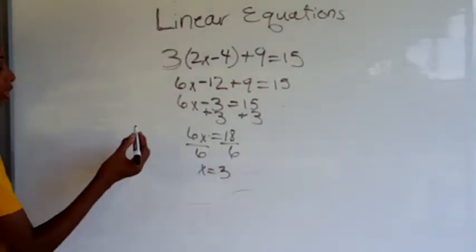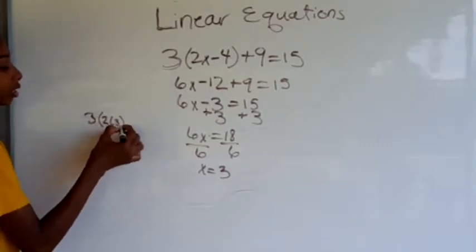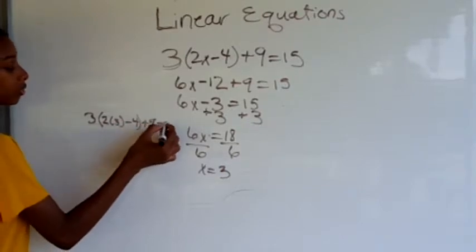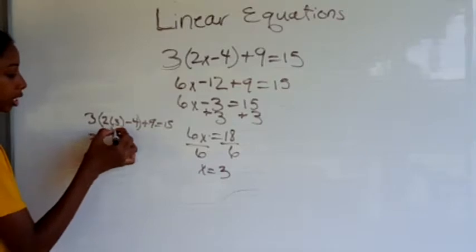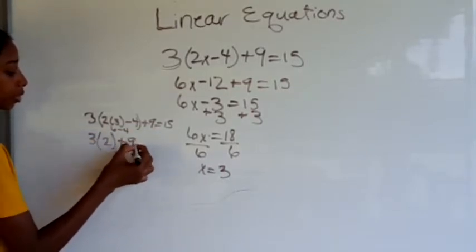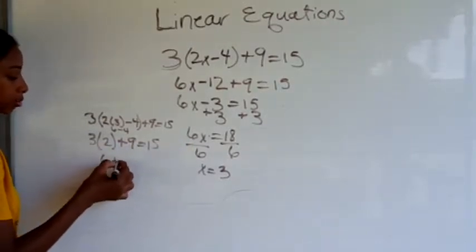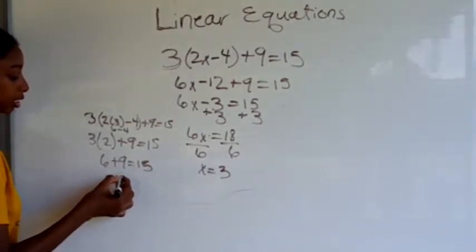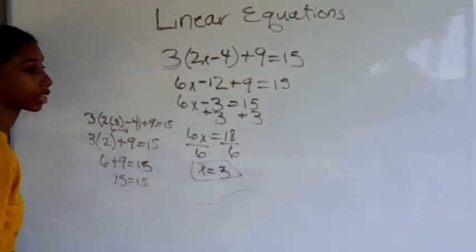So if we plug that in, we have 3 times 2 times 3 minus 4, plus 9, equals 15. We do our parentheses first. So 2 times 3 is 6, minus 4 is 2. 3 times 2 is 6, plus 9. 9 plus 6 is 15. 15 equals 15. So that is a true statement, and x equals 3 is correct.